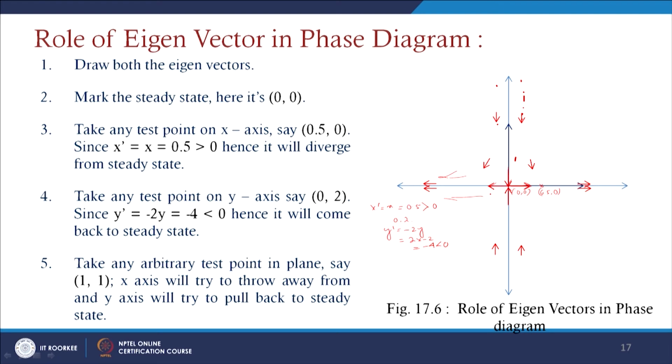So, that is why, if you consider any arbitrary point, suppose 1 1 here, x will try to throw away from the y axis, and the y axis will try to put it back to the steady state. So, that is why it is coming in this fashion here. This means that it is forced towards the origin along the y axis, and it takes away along the x axis there.